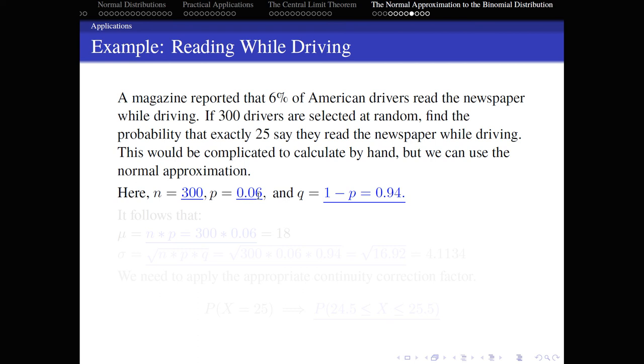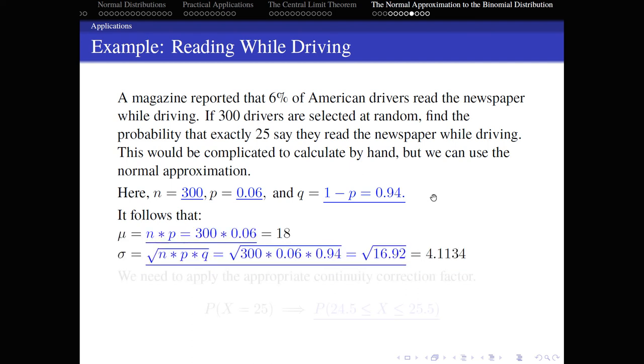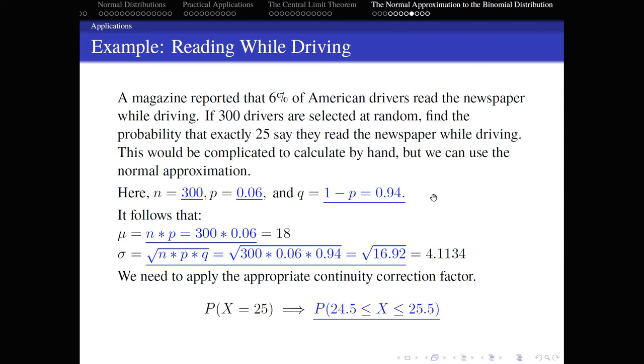The probability of success, of reading a newspaper, that's not really success, but whatever, is 0.06. Probability of failure is 0.94. We can calculate our mean and standard deviation quickly. Now for the continuity correction factor. Remember that when we're doing an equals problem, exactly 25, we need to bump down a little bit and up a little bit to create that bar that we're interested in.